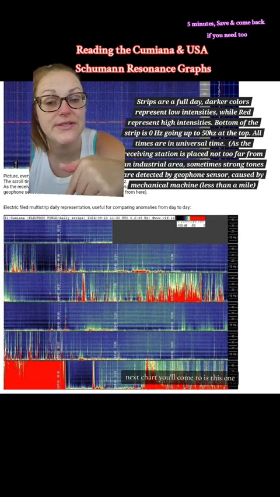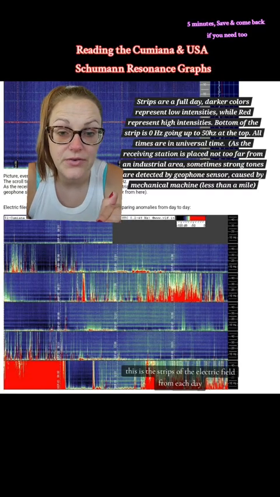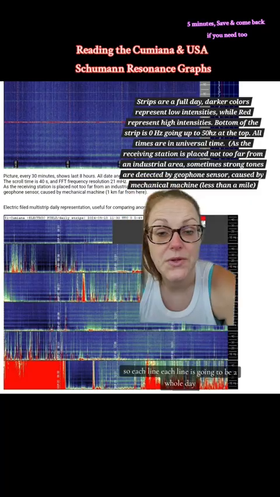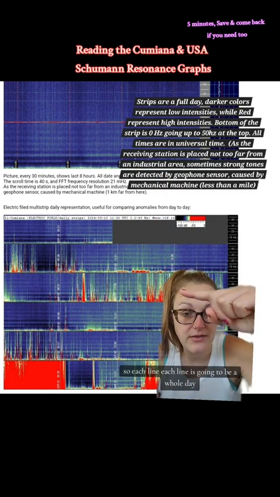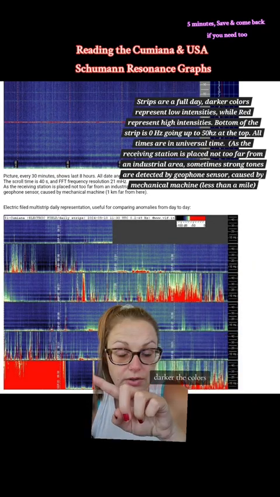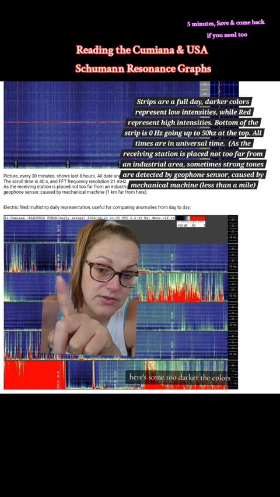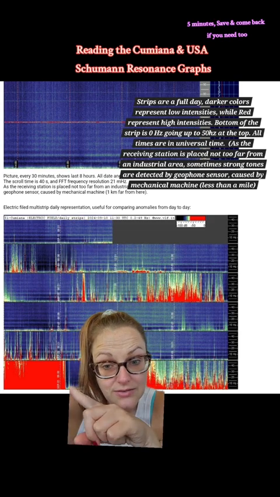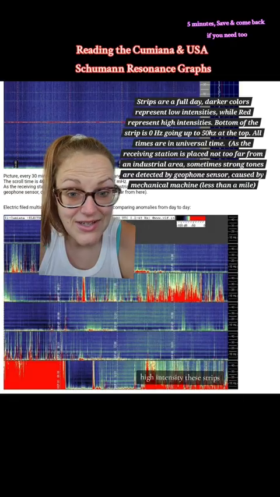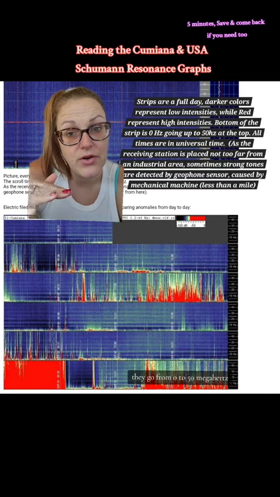The next chart you'll come to is this one. This is the strips of the electric field from each day. So each line is going to be a whole day. The darker the colors, the lower the intensity. The red, high intensity. These strips go from 0 to 50 megahertz.